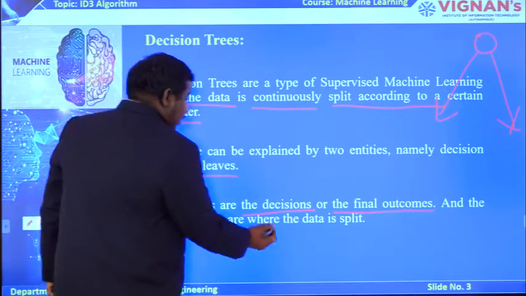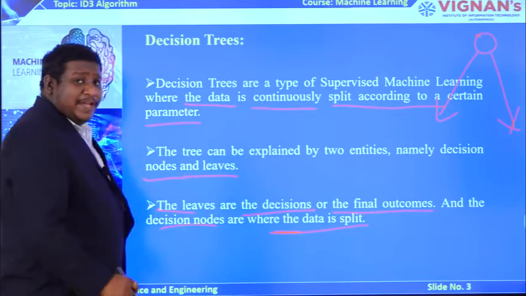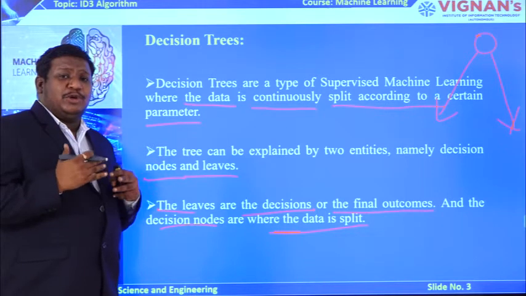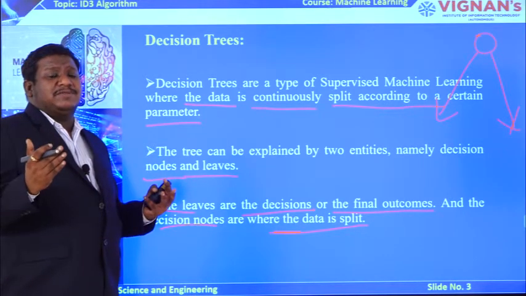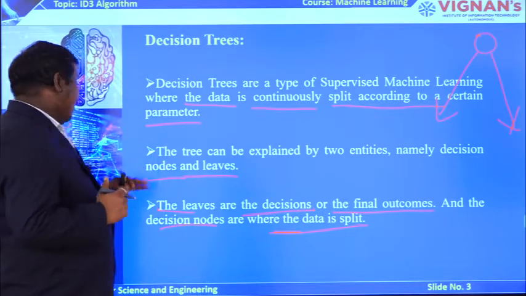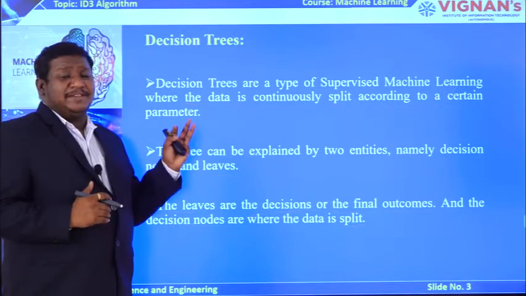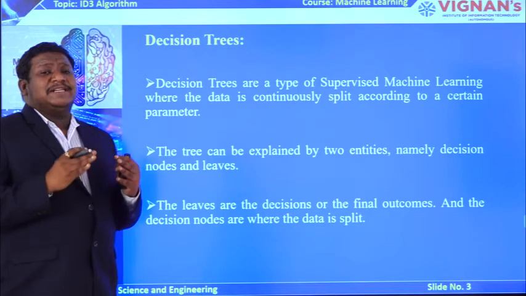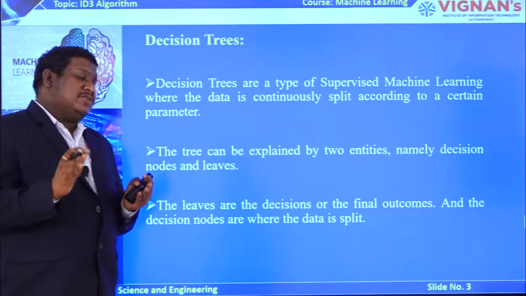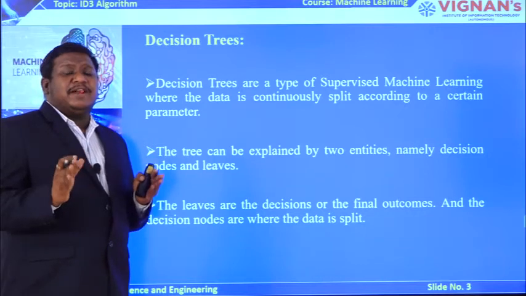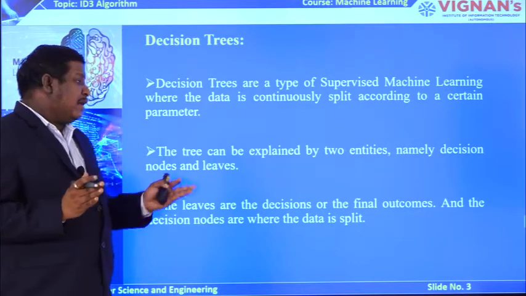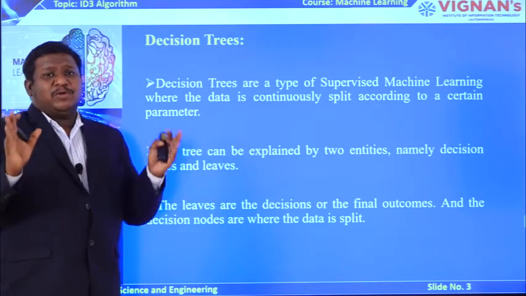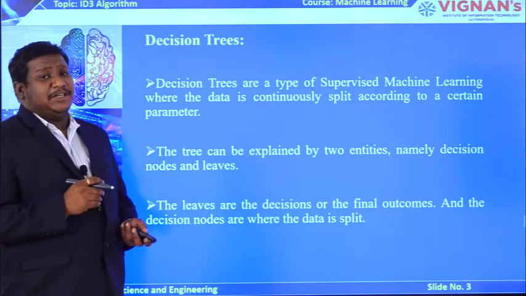The decision nodes are where the data is being split. Where the data is going to be split can be taken as the decision nodes, and where the final output is going to be displayed is represented in terms of the leaves. That is the main understanding about decision trees. Basically, the decision tree is used to split the data with a common parameter, and the data is represented in the form of decision nodes and leaves. Leaves represent the final outcomes or output, and the branches or decision nodes are used for data splitting.